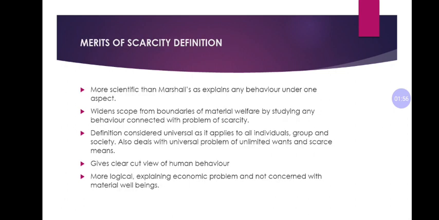Robbins' definition certainly had advantages over the previous two definitions. The scarcity definition is considered more scientific as compared to Marshall's. It has a wider scope as it studied any behavior that is connected with the scarcity problems. This definition is considered universal as it pertains to all individual, group, or society. It is common everywhere. It is not just giving a clear view of human behavior, it was also logical as it explained the economic problems.